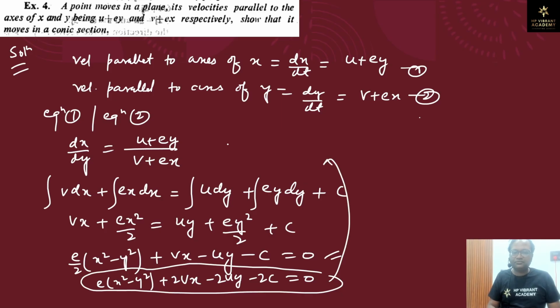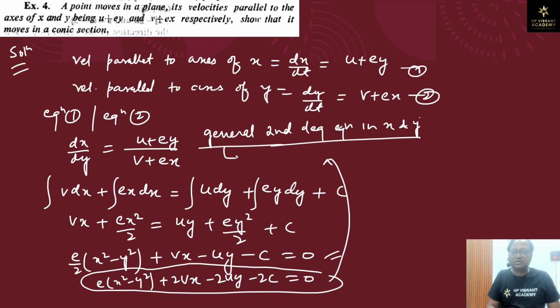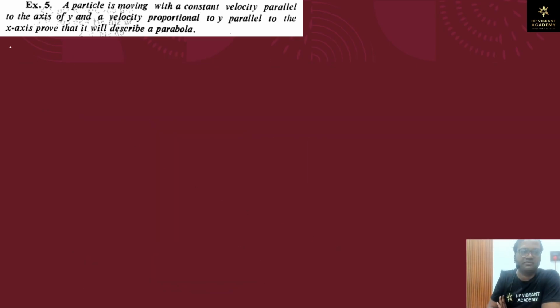So this is a general second degree equation in x and y. And what do we call this general second degree equation in x and y? A conic section. Okay, so this expression represents a conic section. So what is being asked in the question is: a point moves in a plane, its velocity parallel to the axis of x and y being u plus ey and v plus ex respectively, then show that it moves in a conic section. Okay, let us discuss question number 5.